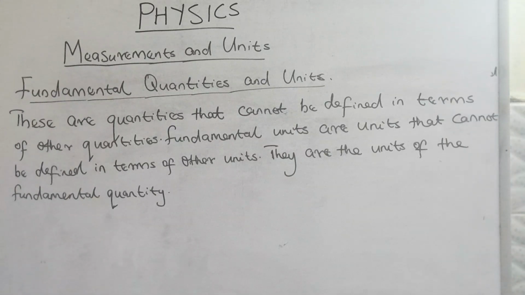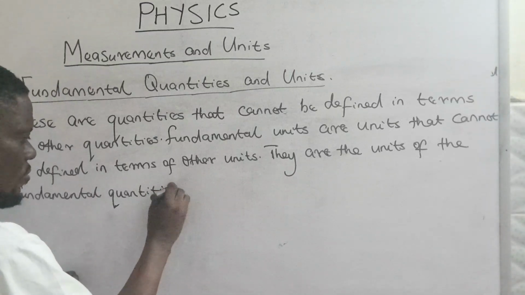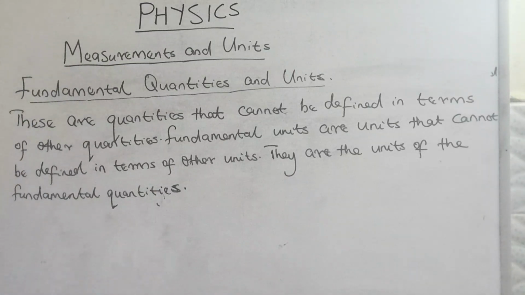So we see the fundamental quantities are quantities that cannot be defined in terms of other quantities. Fundamental units are units that cannot be defined in terms of other units. They are the units of the fundamental quantities. So we have various fundamental quantities, but we shall restrict ourselves to 7 basic fundamental quantities, which is what is required of you to commit into your memory. So let's look at the fundamental quantities and their units.